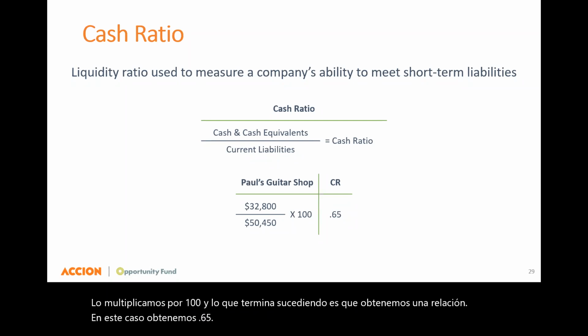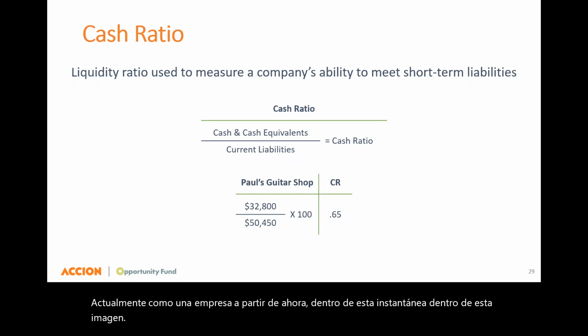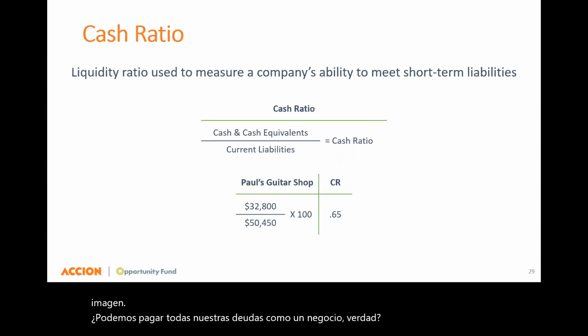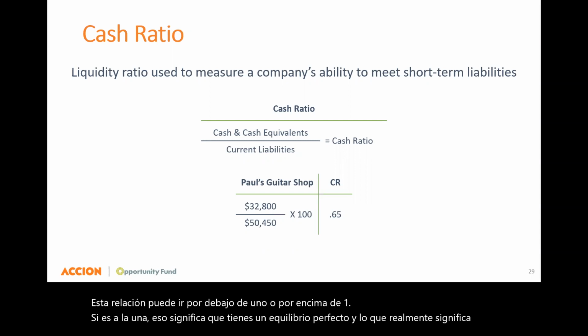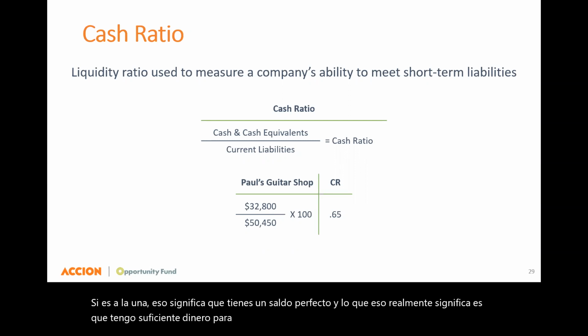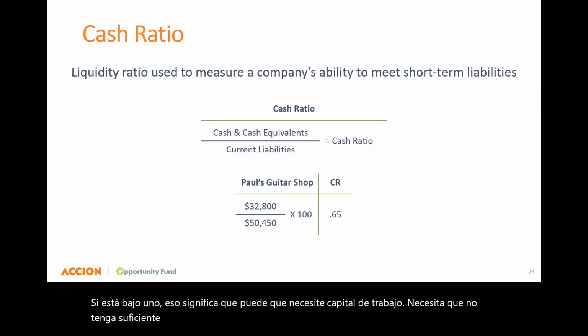What this ratio really tells us is, do we have enough money currently as a business, as of right now, within this snapshot, within this picture? Can we pay all of our debts as a business, right? This ratio can go below 1 or above 1. If it's at 1, that means you have a perfect balance, which means I have enough cash to pay anything that I currently owe money on. If it's under 1, that means I may need working capital. It means I don't have enough money currently to cover all of my costs.